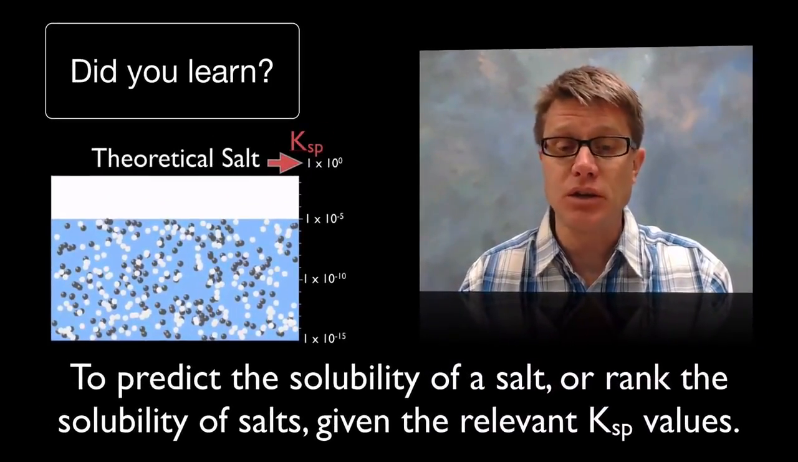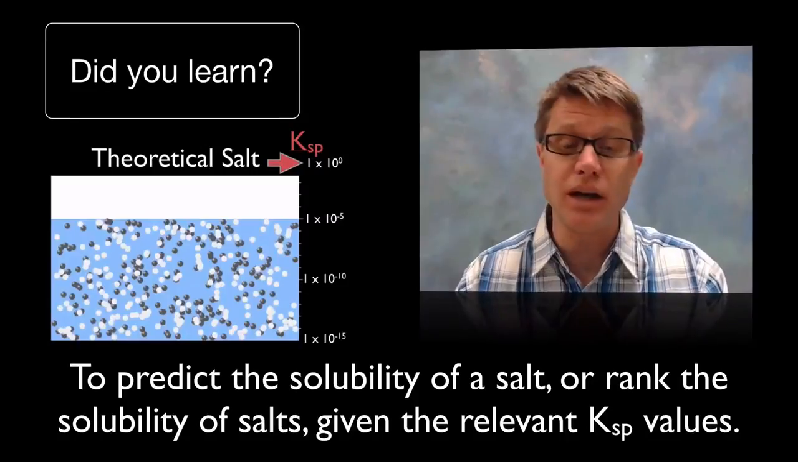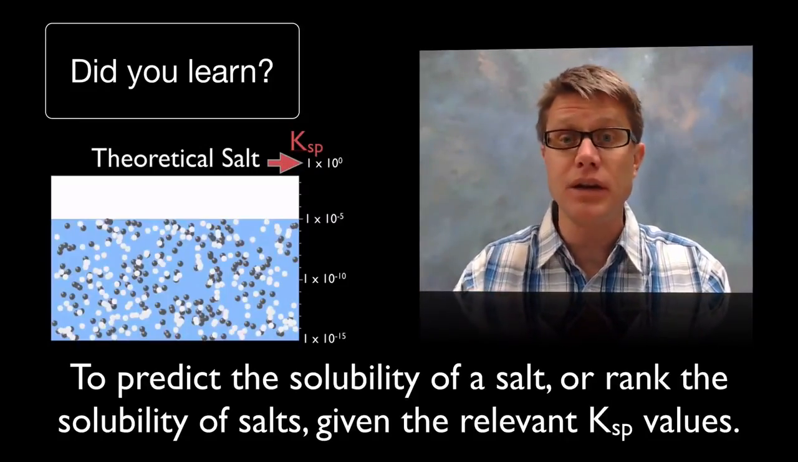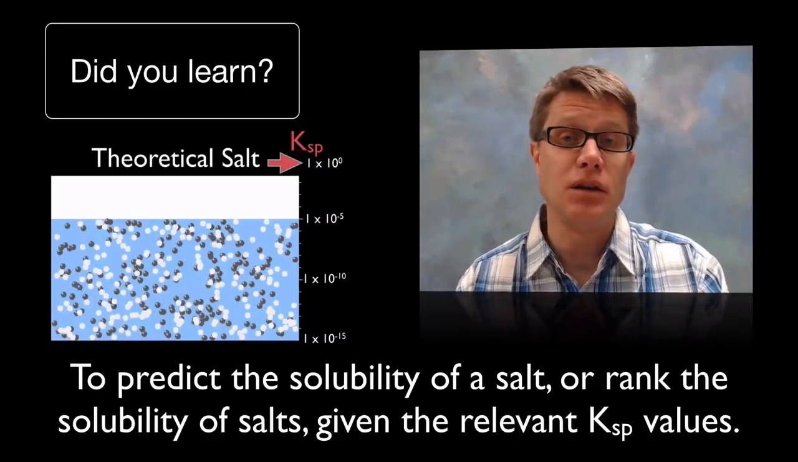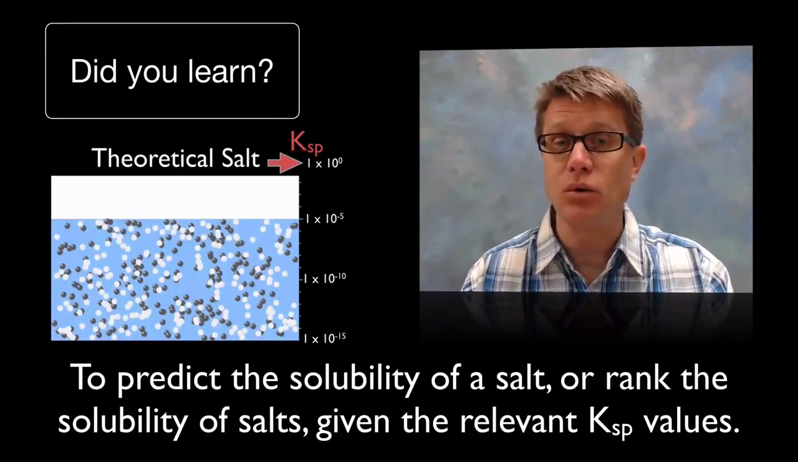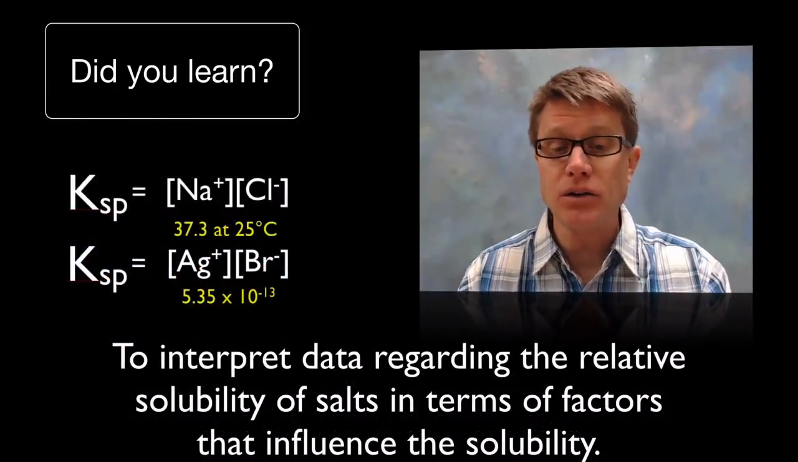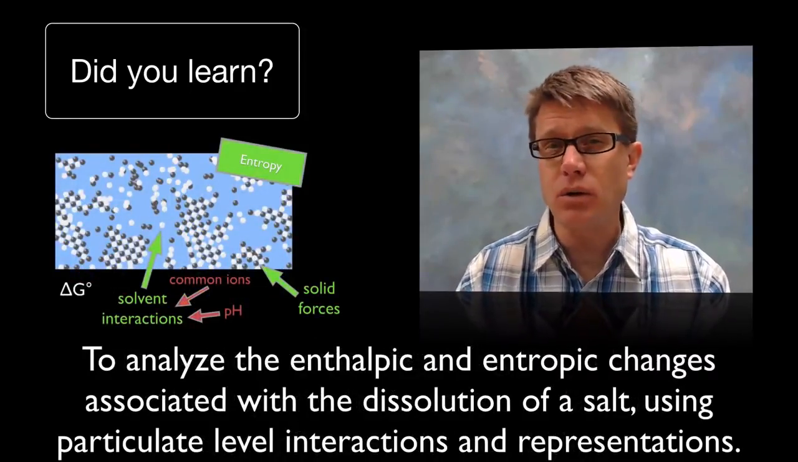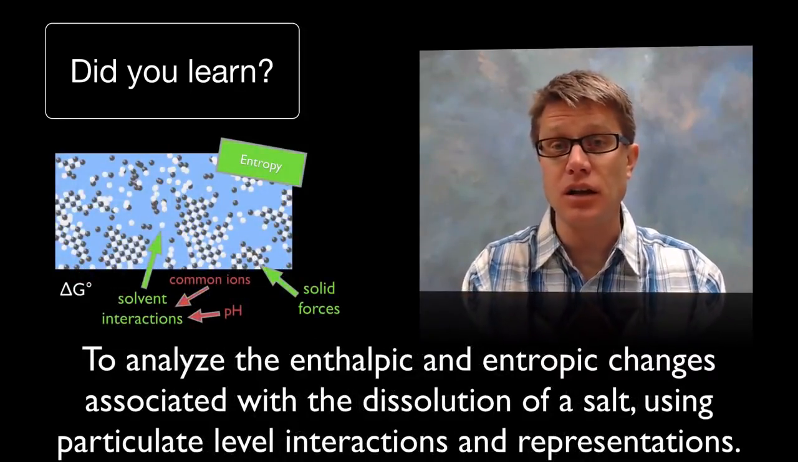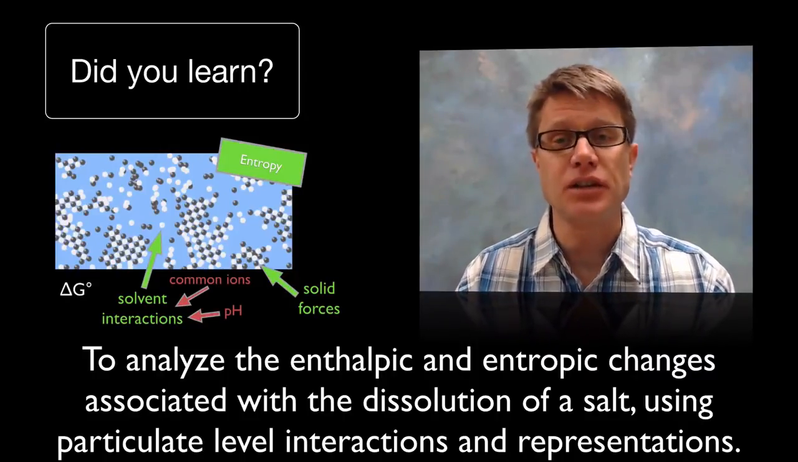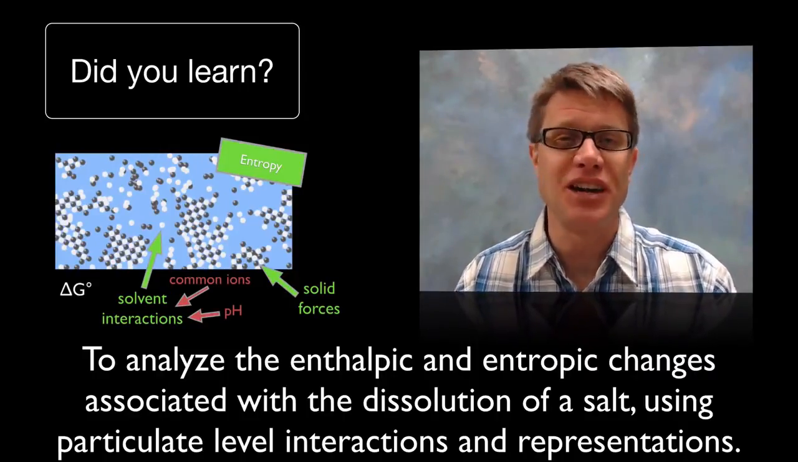And so did you learn to predict the solubility of a salt or rank its solubility given the KSP values? Remember, the lower it is, the more likely it'll be in the solid form or shifted more towards the left. The greater it is, the more it's shifting towards the right. Also, could you interpret data based on a KSP value? How is that going to behave? And then finally, can you look at what's going on inside the solid and inside the ions in relation to the solvent to predict our KSP values? I hope so, and I hope that was helpful.